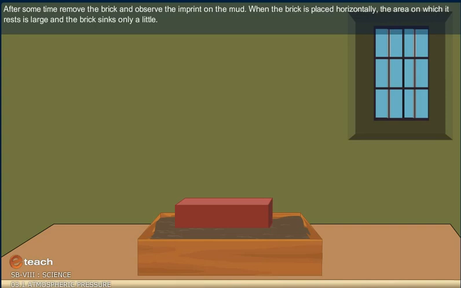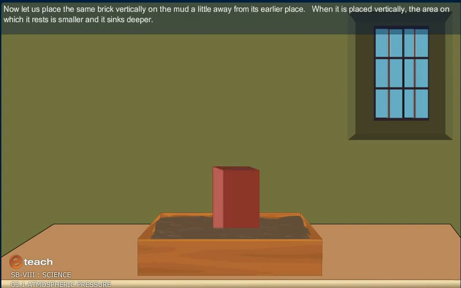When the brick is placed horizontally, the area on which it rests is large and the brick sinks only a little. Now let us place the same brick vertically on the mud, a little away from its earlier place. When it is placed vertically, the area on which it rests is smaller and it sinks deeper.